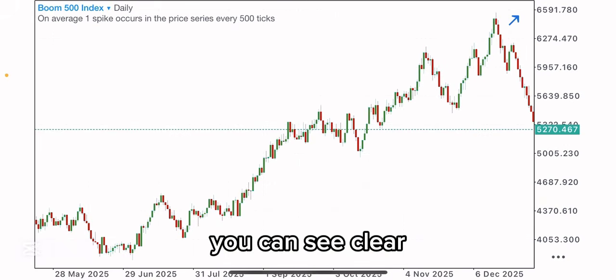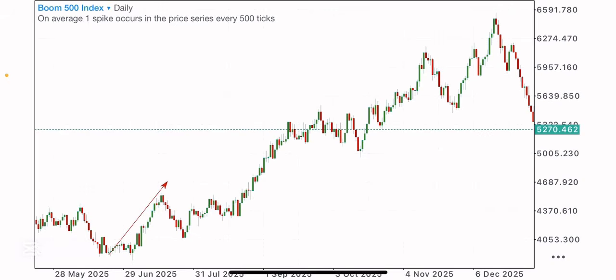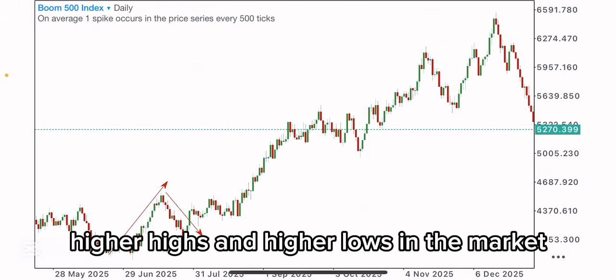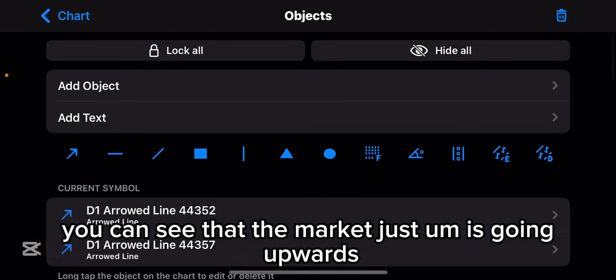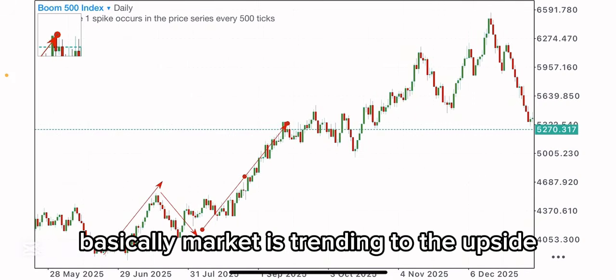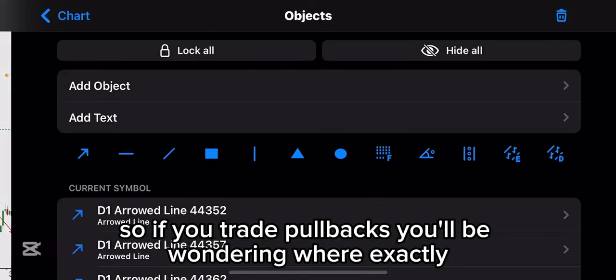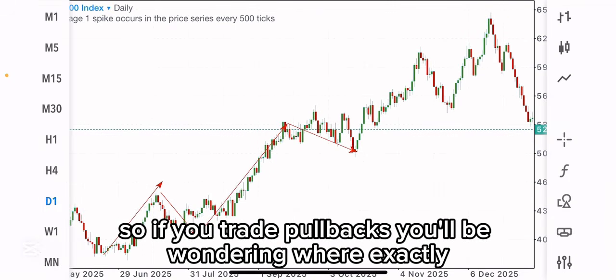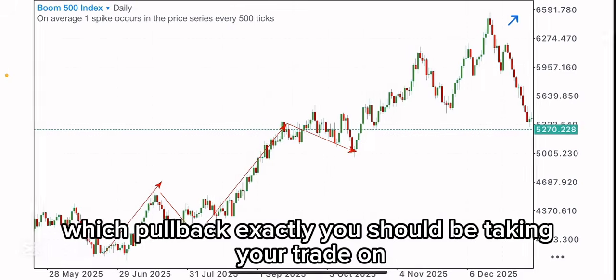You can see clear higher highs in the market, higher highs and higher lows. You can see that the market is just going upwards. Basically, the market is trending to the upside. So if you trade pullbacks, you'll be wondering which pullback exactly you should be taking your trade on.